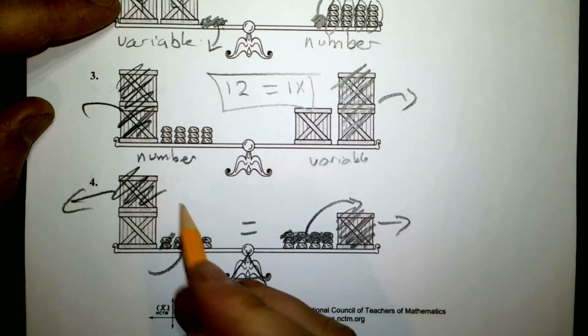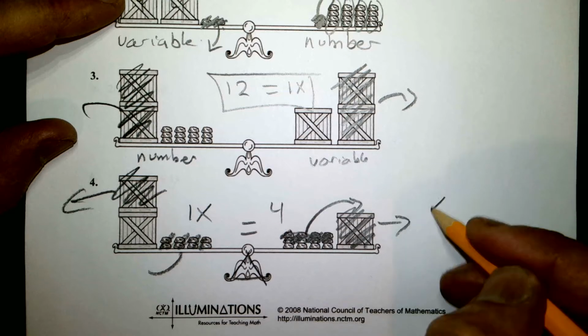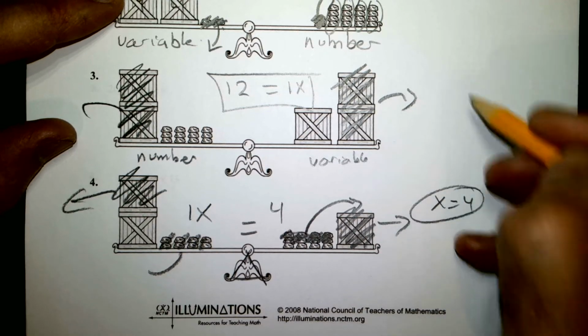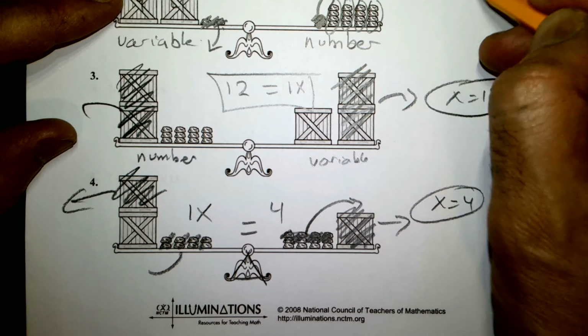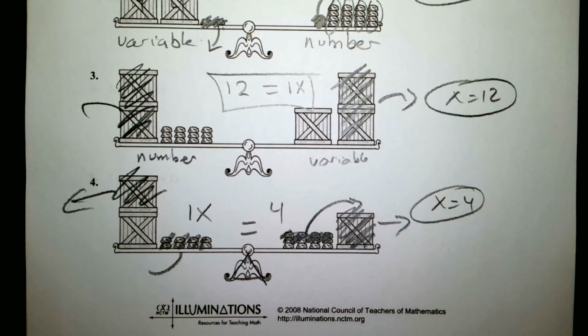and I'm left with 1 crate equals 4 rocks. X equals 4, or X equals 12, or X equals 4 again. You are just going to remove things from both sides until you can simplify your problem.